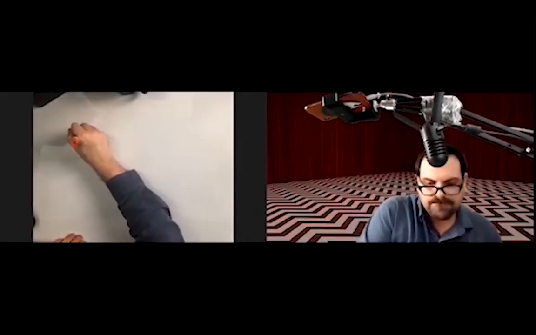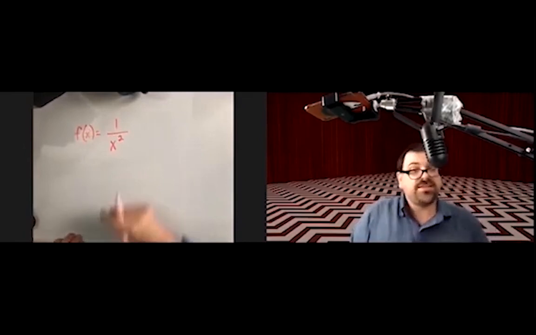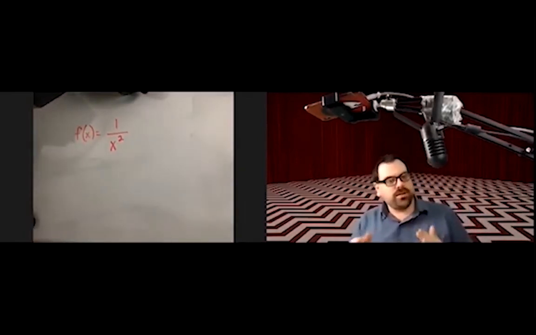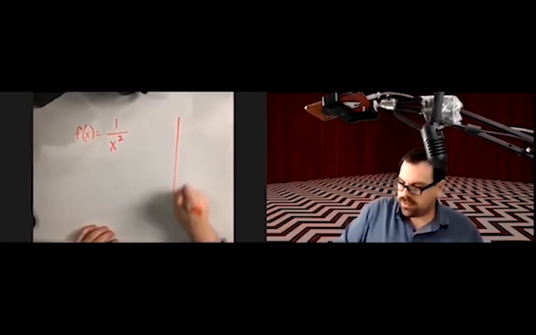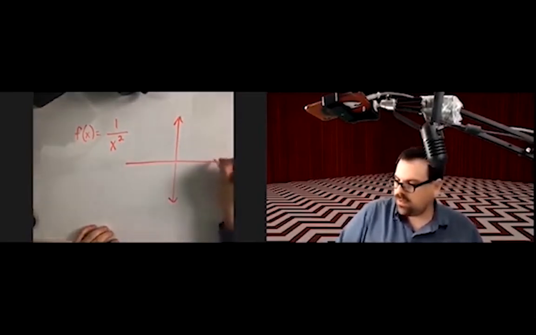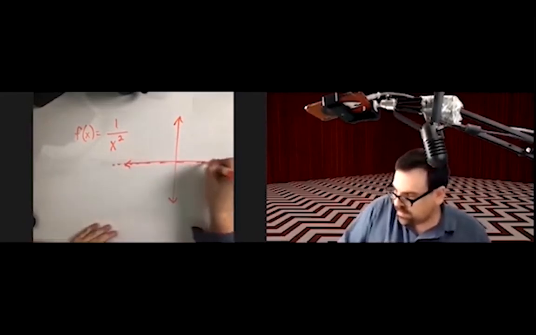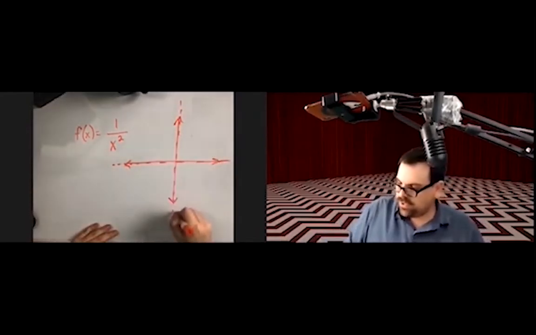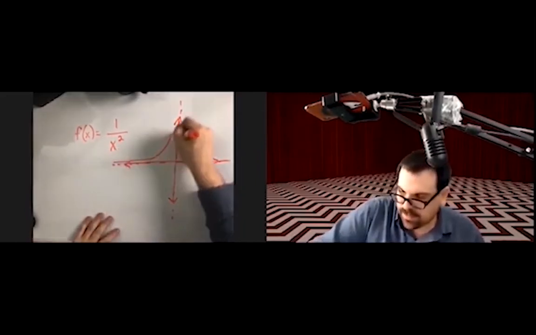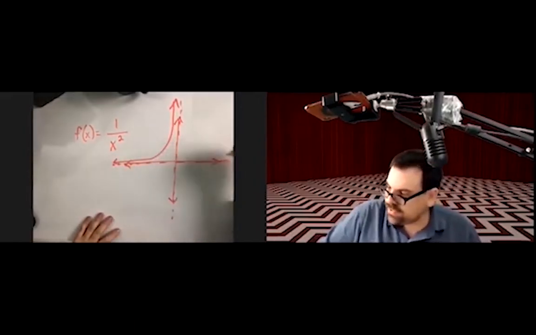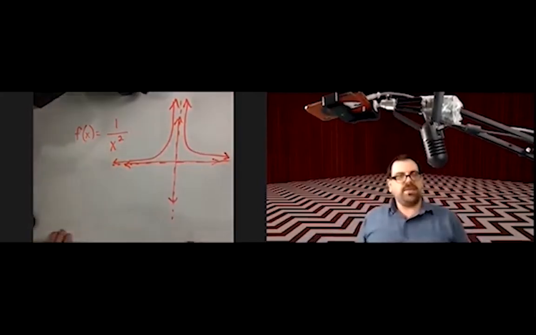Here's a graph, a new one, of the function 1 over x squared. This hyperbola is a little weird because instead of being in opposite corners, we still have our same horizontal and vertical asymptotes as 1 over x. But these are in side-by-side sections.